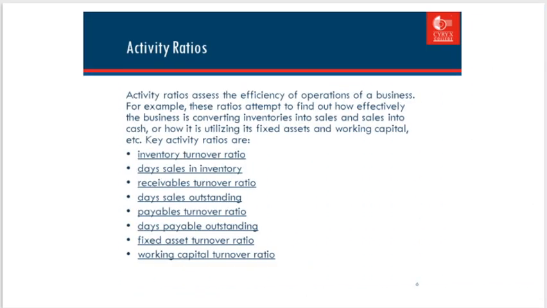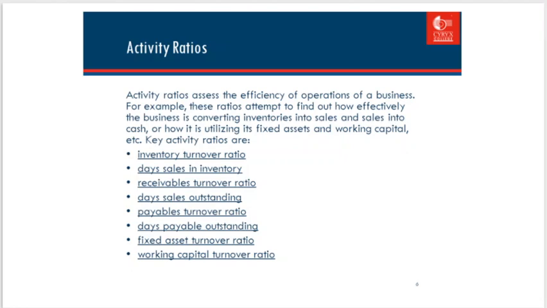Activity ratios. Activity ratios assess the efficiency of operations of a business. For example, these ratios attempt to find out how effectively the business is converting inventories into sales and sales into cash, or how it is utilizing its fixed assets and working capital, etc.